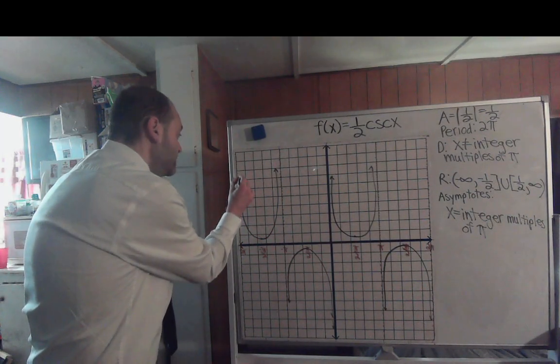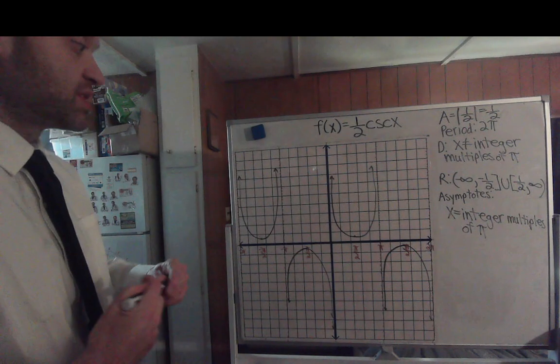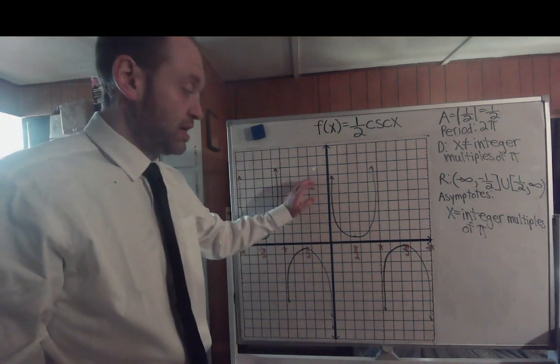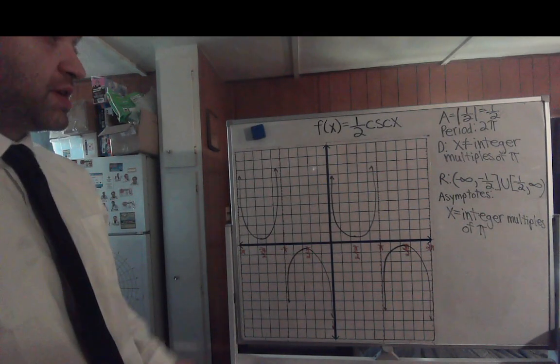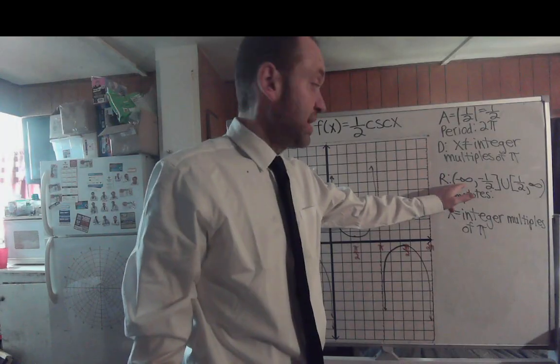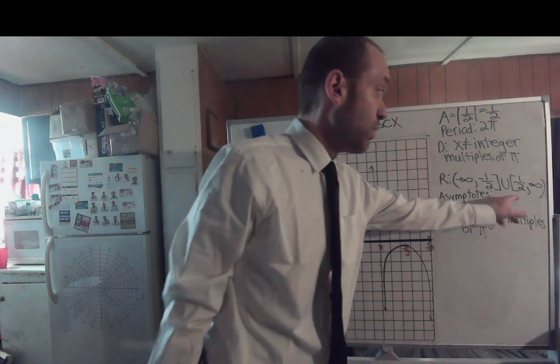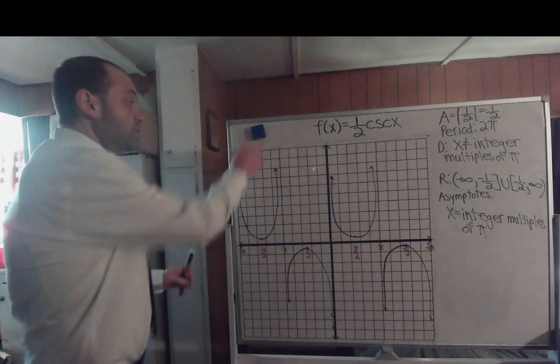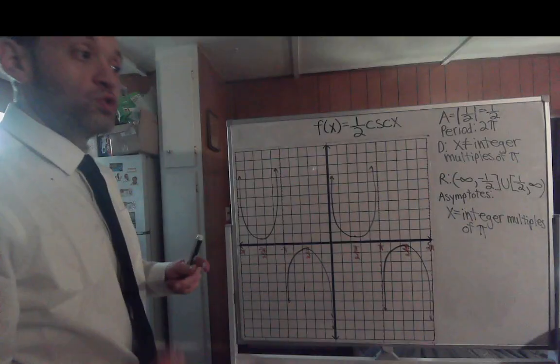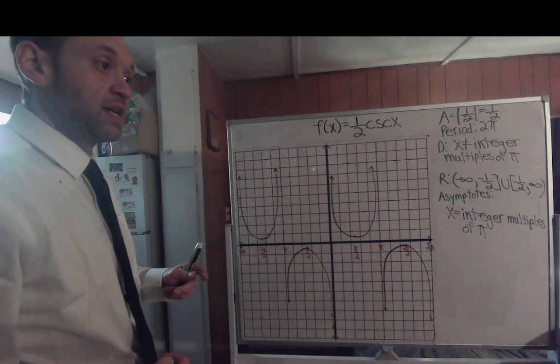So as you can see, you vertically shrunk this. There's less of a gap between the upper curves and the lower curves. Thus, your range is negative infinity to negative 1/2, and then from 1/2 to infinity with nothing in between. So those are your vertical shrinks and stretches.